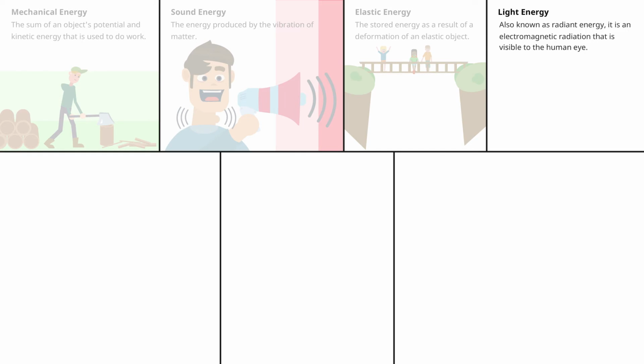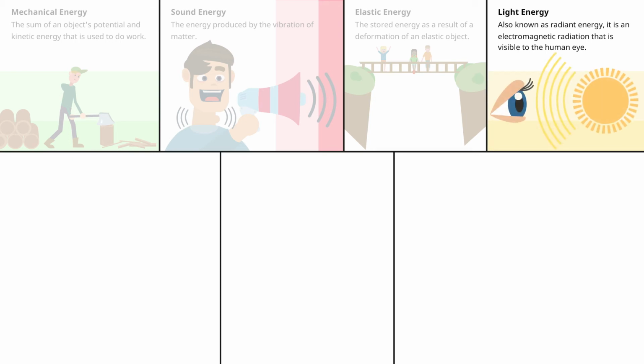Light energy, also known as radiant energy, is an electromagnetic radiation that is visible to the human eye. Think about this. If we didn't have this type of energy on Earth, we wouldn't be able to see anything, much less live.